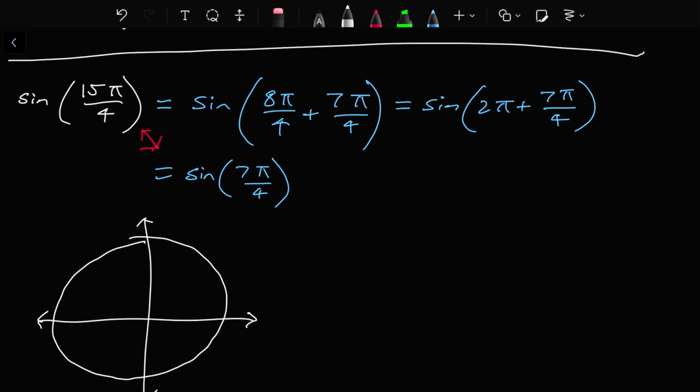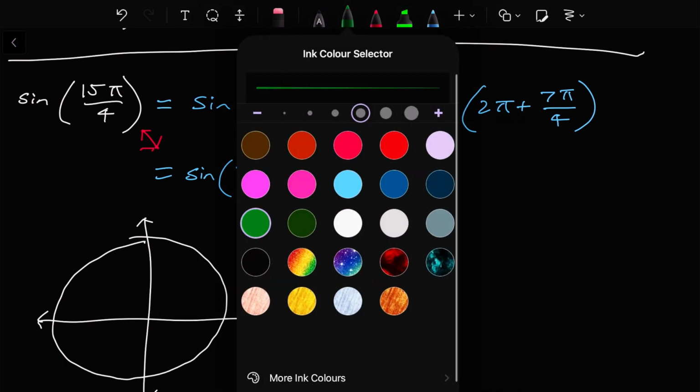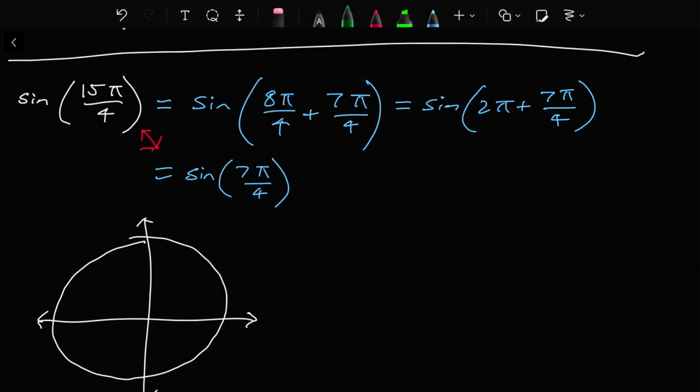I know that pi on 4 is a quarter of a half rotation, right? So there are 4 lots of pi on 4 in a half rotation, which means, I grab my green one here, I know that 4 pi on 4 will end up with a half rotation, so over here, okay? And then I add another 3 pi on 4, which means I end up down here. Or it's the same thing as negative pi on 4, okay?